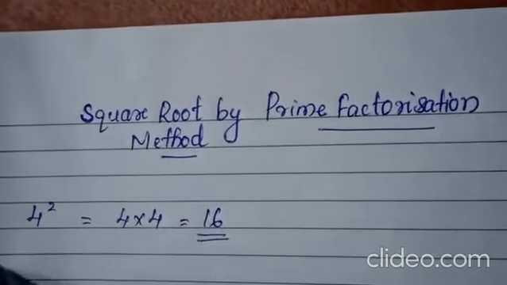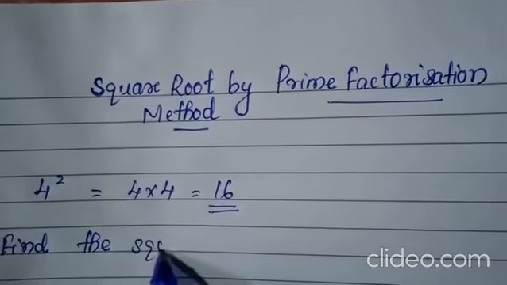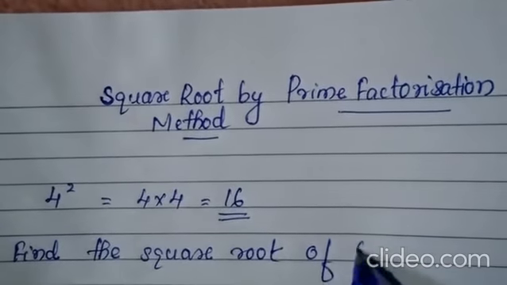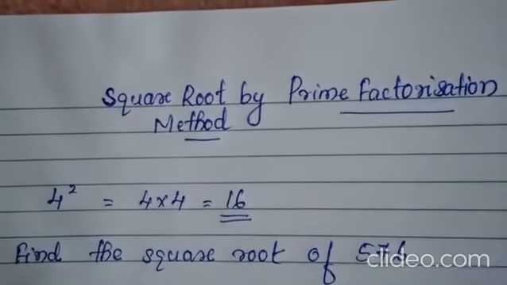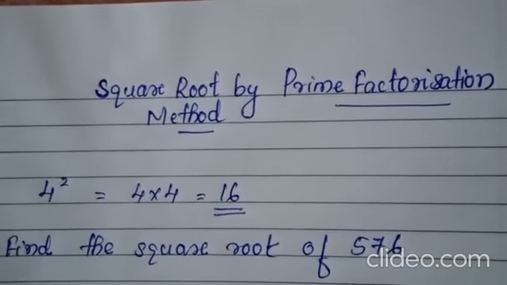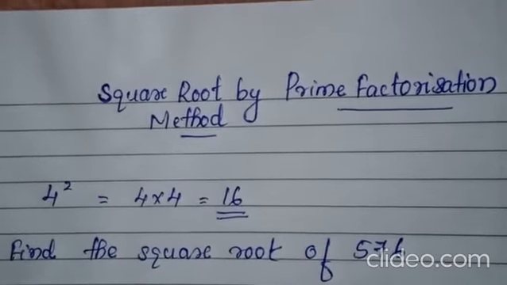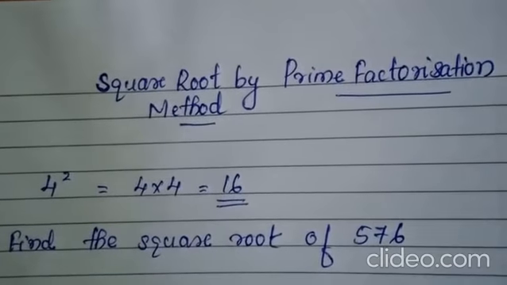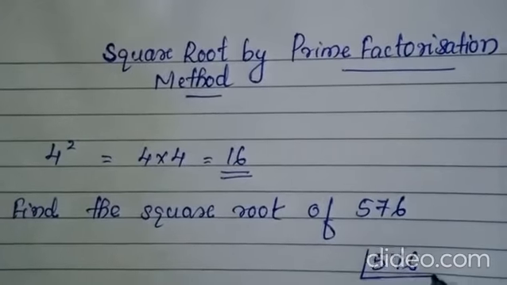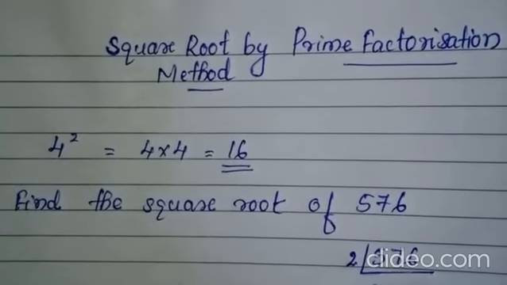First one, find the square root of 576. In this method, first express the given number as a product of prime factors. So, we should do prime factors. 576. First, we should do with 2. This is a prime number.